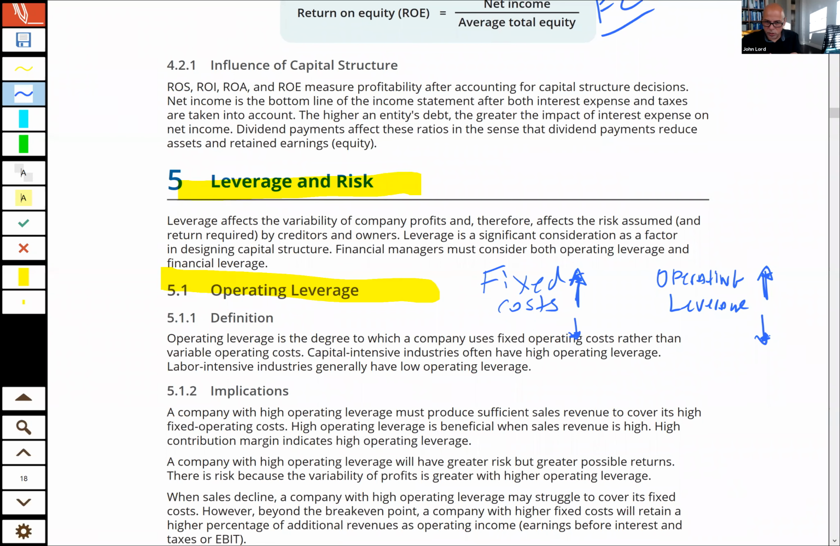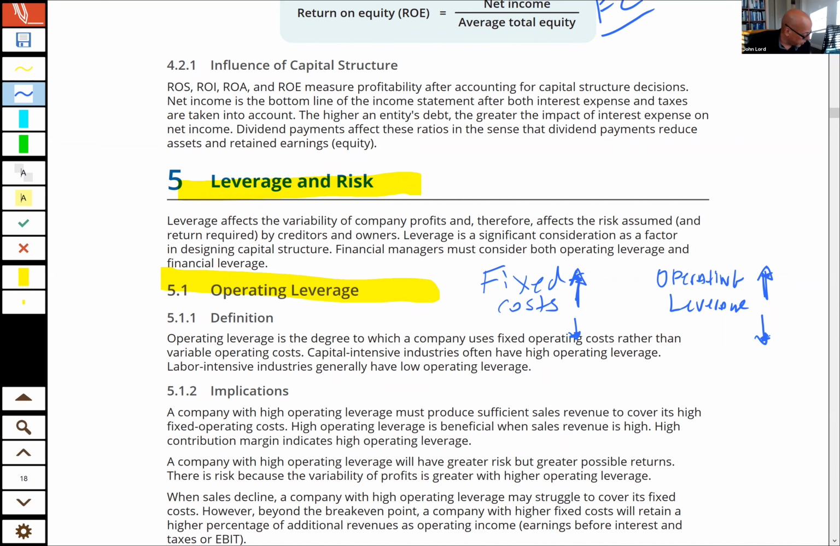But once your contribution margin, which is your sales minus your variable cost, covers your fixed cost, then you start to be highly profitable at a very quick rate. That is what they're talking about with operating leverage. So the entity that has a nicer contribution margin has more leverage essentially.